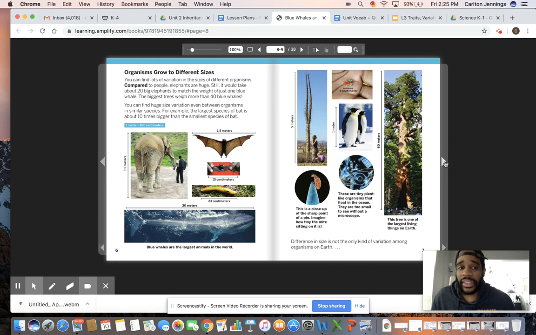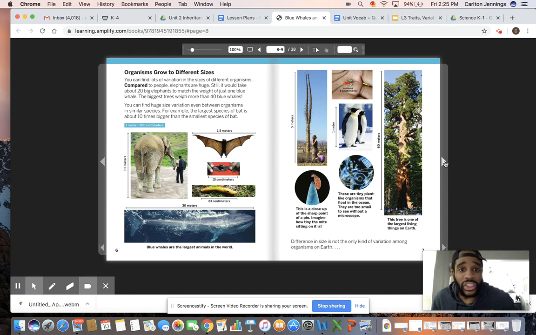Organisms grow to different sizes. You can find lots of variations in the size of different organisms. Compared to people, elephants are huge. Still, it would take about 20 big elephants to match the weight of just one blue whale. The biggest tree weighs more than 40 blue whales. That's ridiculous. So it's saying that 20 elephants would just take to match a blue whale, and the biggest tree can weigh more than 40 blue whales.